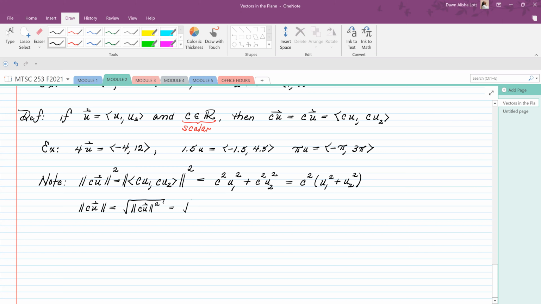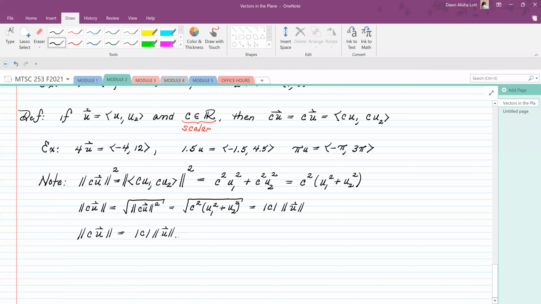But that's just the square root of C squared times U1 squared plus U2 squared. So that's just the absolute value of C times the length of U. So when you multiply by a scalar, you just change the length of U by that scalar. So therefore, the length of C times U is the absolute value of C times the length of U.